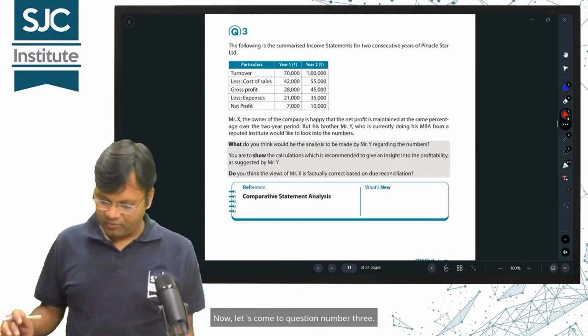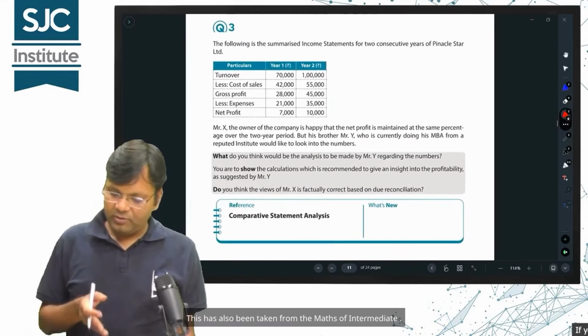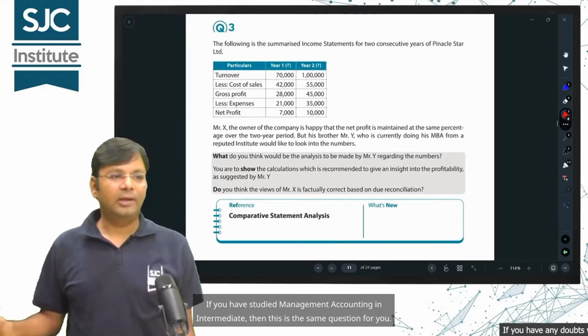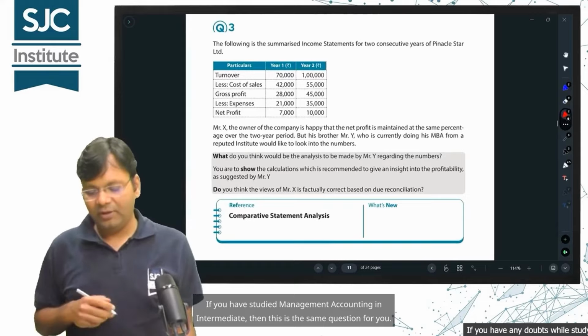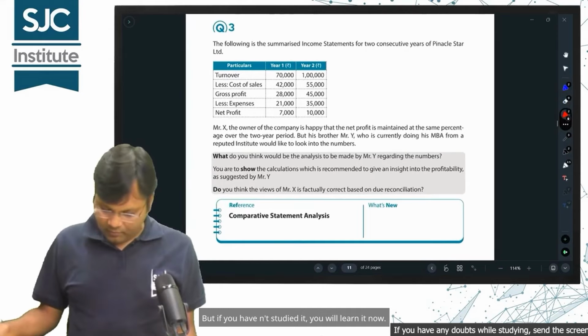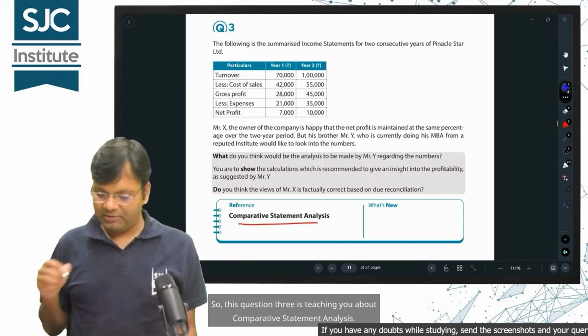Now let's come to question number 3. This has also been taken from the Maths of Intermediate. If you have studied management accounting in intermediate, then this is the same question for you. But if you haven't studied it, you will learn it now. So this question 3 is teaching you about comparative statement analysis.